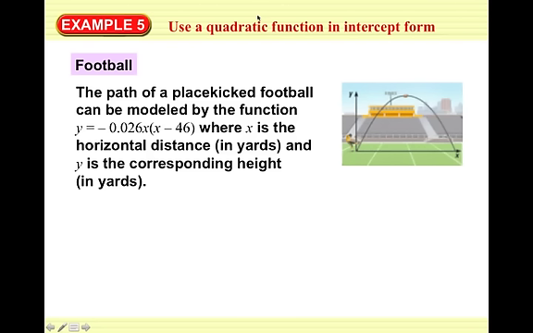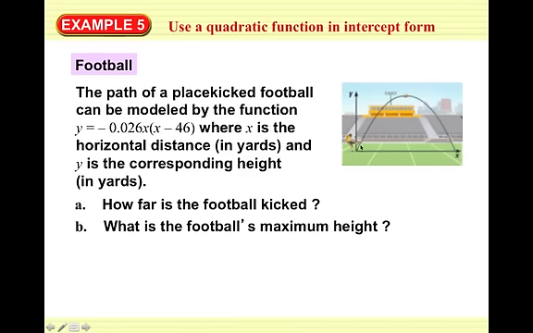And let's look at this equation. We're going to use the quadratic function in intercept form. The path of a place-kicked football can be modeled by the function y equals negative 0.026x times (x minus 46), where x is the horizontal distance in yards and y is the corresponding height in yards. How far is the football kicked? So that's asking how far does the football go from the place where it's kicked to where it lands? What is that horizontal distance?